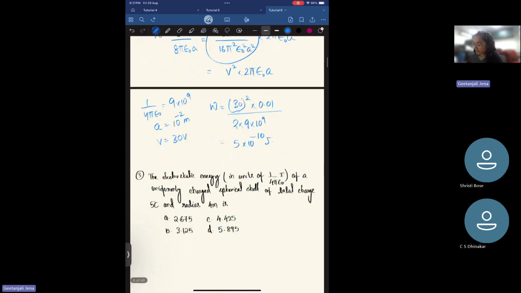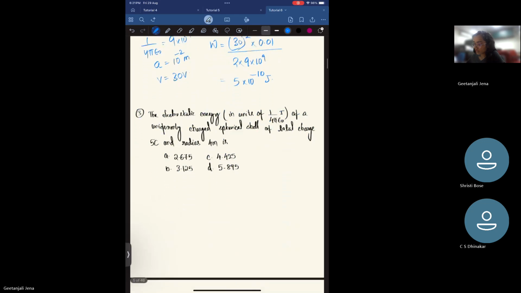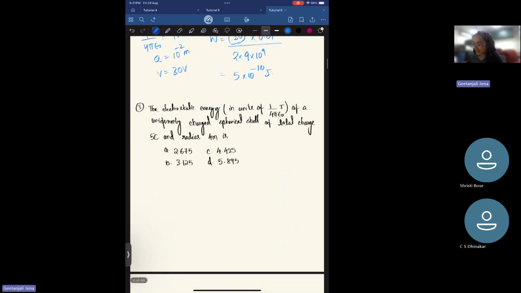Next, in the next case, it's also quite similar to question number 2. So I will let you solve this problem and let me know the answer. Okay. First, let me read out the question. So there is the electrostatic energy in terms of 1 by 4 pi epsilon joule of a uniformly charged spherical cell of total charge 5 coulomb and radius 4 meter is.